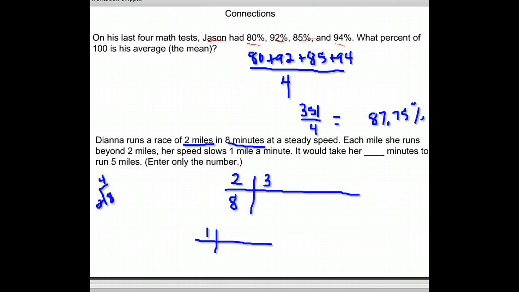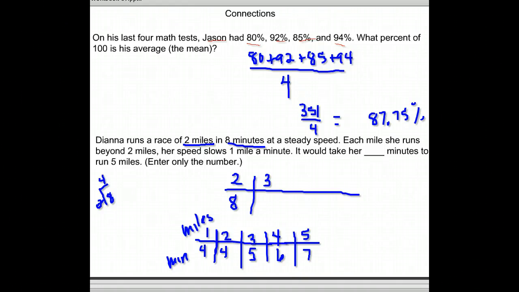Okay, so that means her first 2 miles, to separate those out, mile 1 and mile 2, she ran 4 minutes each to get 8 minutes. Mile 3, she slowed down, so it took her 5 minutes to run mile 3. Mile 4 took her another extra minute, so it took her 6 minutes to run mile 4. And mile 5 took another extra minute. She slowed down a minute every single time, so it took her a minute longer on each of miles 3, 4, and 5. So these are her miles, and this is the number of minutes it took her to run.